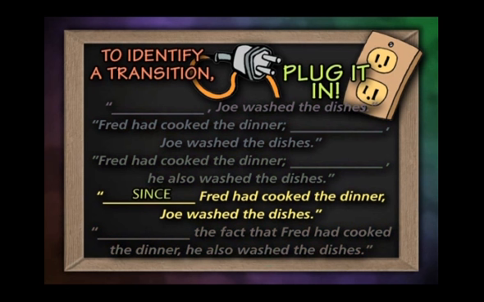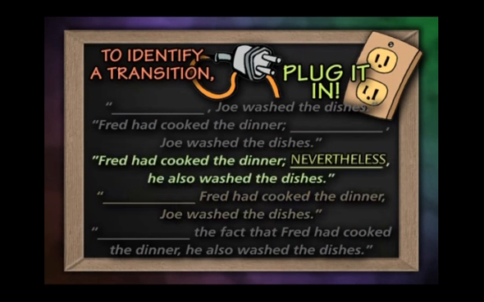Since, for example, works in the fourth sentence. So you could say, since Fred had cooked the dinner, Joe washed the dishes. In that same sentence you could also use because. Because Fred had cooked the dinner, Joe washed the dishes. Or let's take a look at the third sentence. Fred had cooked the dinner, fill in that blank, nevertheless, he also washed the dishes. So you take each transition, you put it in the blank, and you see if it makes sense.